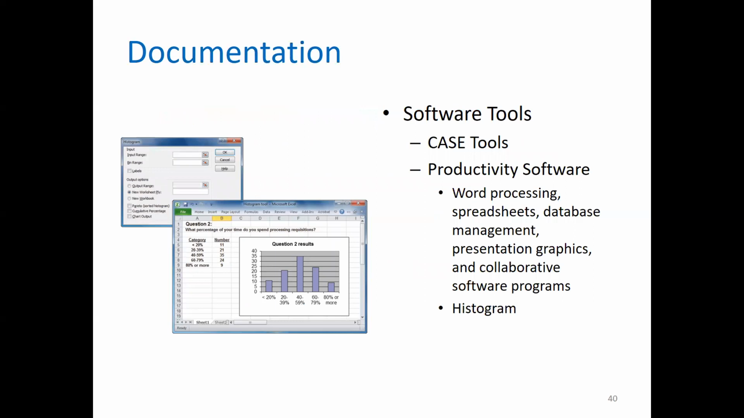And some of the tools that you can use to record or document the fact finding: you can have CASE tools. It's a more complicated procedure with CASE tools. You can simply do it in productivity software. Examples of productivity software would be Microsoft Excel, database, Word, and so forth.